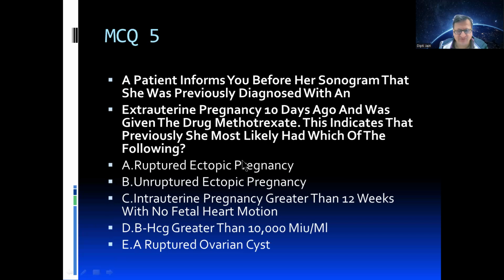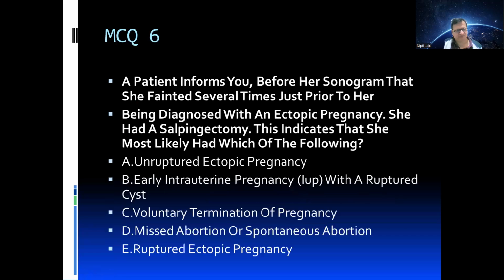Patient informed you that before her sonogram, she was previously diagnosed with an extrauterine pregnancy 10 days ago and was given the drug methotrexate. This indicates she is most likely having which of the following? There are two options, because methotrexate is given for ectopic pregnancy. It should be ectopic pregnancy, either ruptured or unruptured. Methotrexate is not given in a ruptured ectopic pregnancy, so the answer should be unruptured ectopic pregnancy.